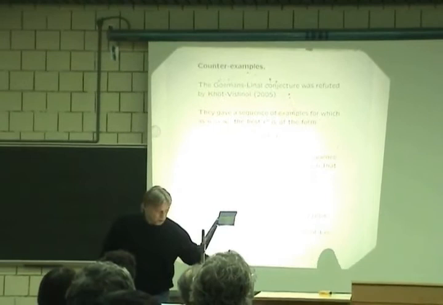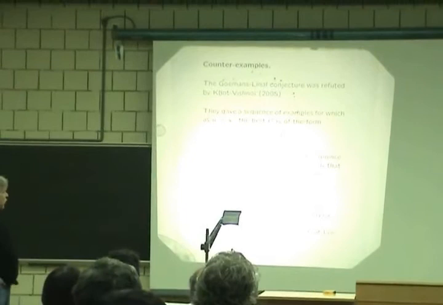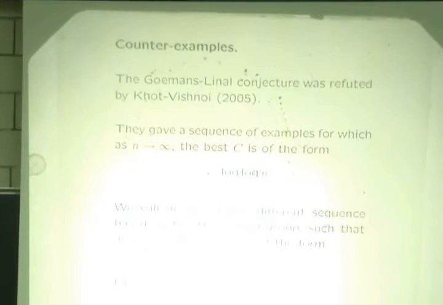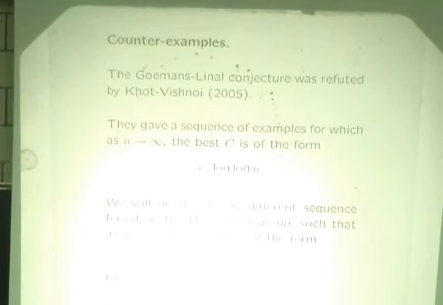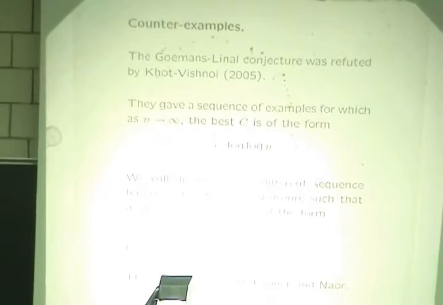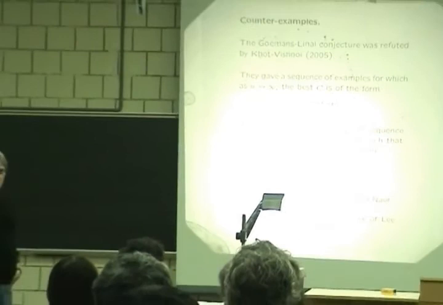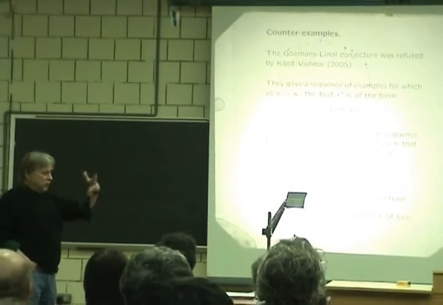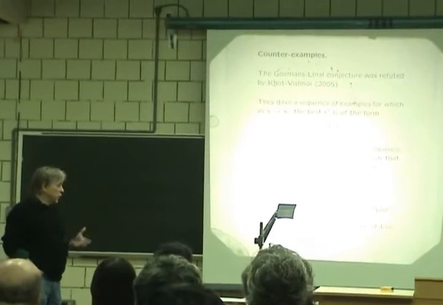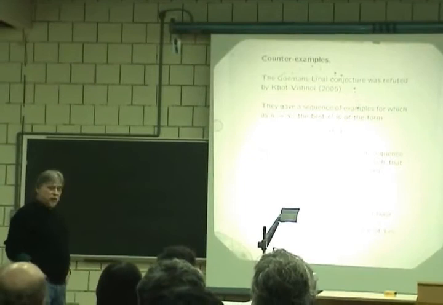Now in 2005, Khot and Vishnoi constructed a sequence of examples. So this is not a problem about one metric space, right? It's a problem about the asymptotic behavior of a sequence. So they gave a sequence of examples that showed that this conjecture was false, but the distortion grew rather slowly as a function of the cardinality, like log log. The examples in their natural description grew in dimension. They weren't doubling. They may have been natural in certain ways, but in any case, one concrete thing you can say is that the distortion was log log.